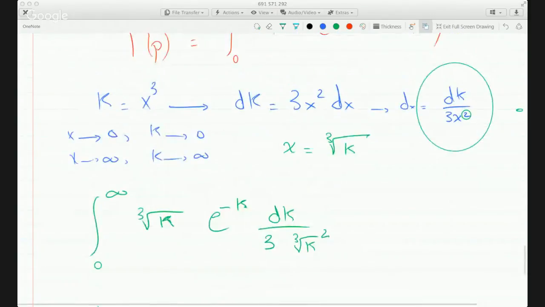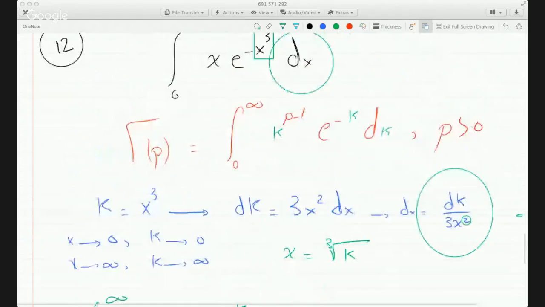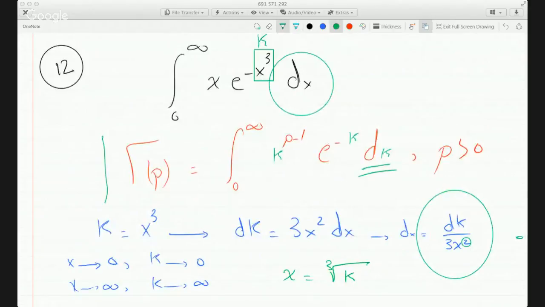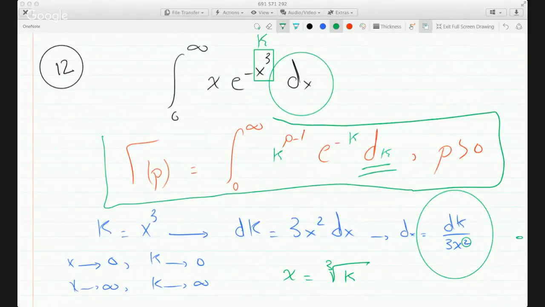I took the derivative of k because my integral needs to become dk, not dx, because I'm substituting k for x. So I can match it to the definition of the gamma function. This here is the definition of the gamma function.